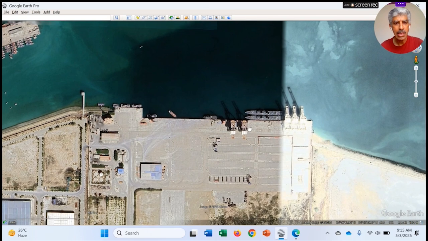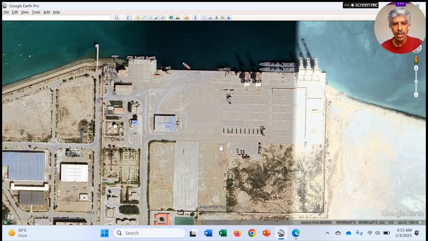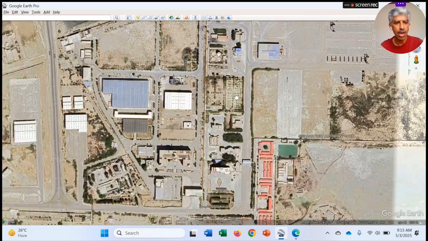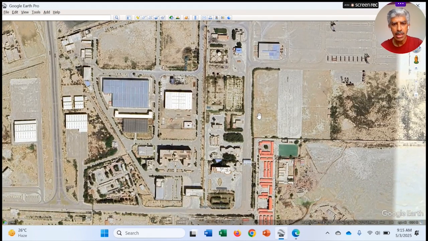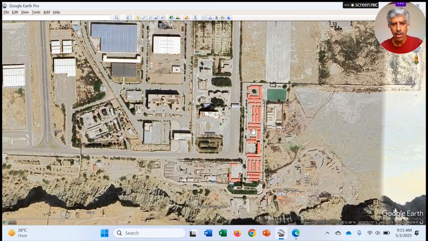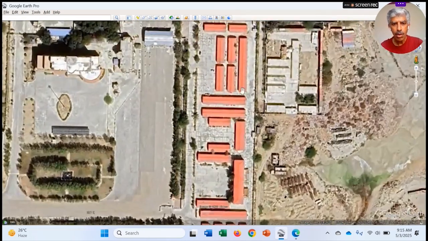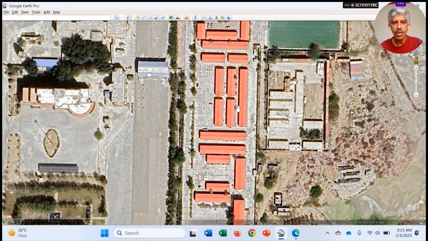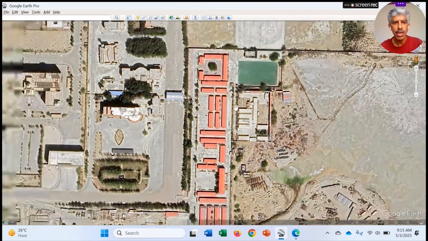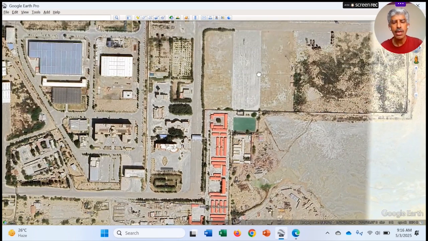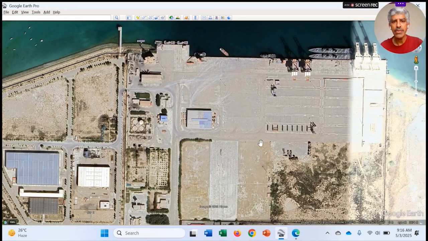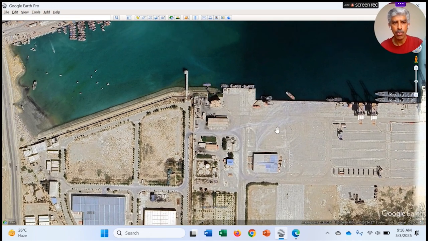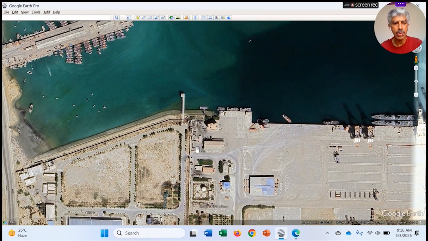So here you can see that the port area is this one. The container terminals are over here, and certain offices are over here. And you can see the containers over here. All these are the trade containers, and the sheds over here are made for the protection of those containers in this region. Currently we can't see much activity over here, but in near future Gwadar port will start getting importance, and greater trade would be carried out from this port as well.